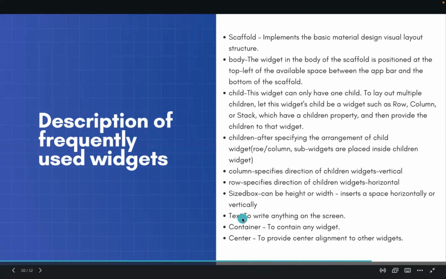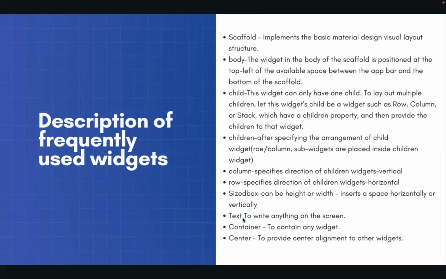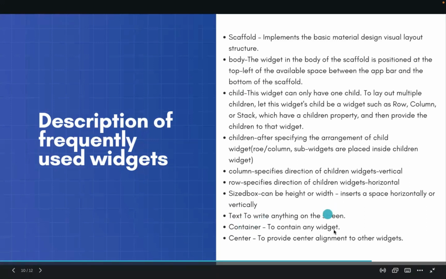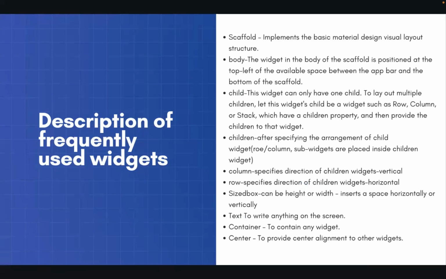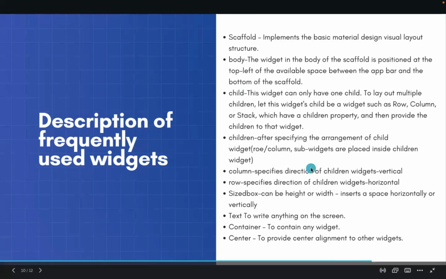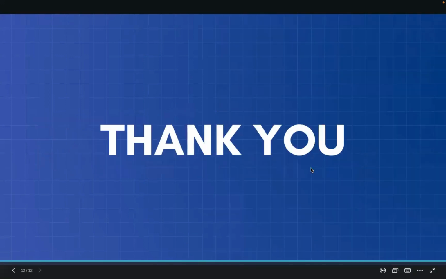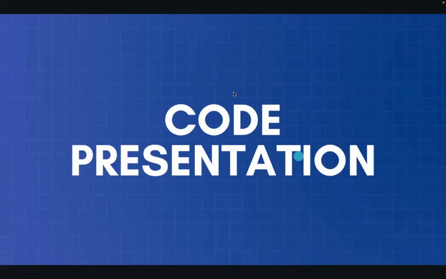Next is text. Use text when you want to have a string or something displayed. You write text and then insert the string you want. Container is explained: it contains the widgets and has them inherit the properties. You give the properties to the container. So yeah, I was supposed to present the code at this point.